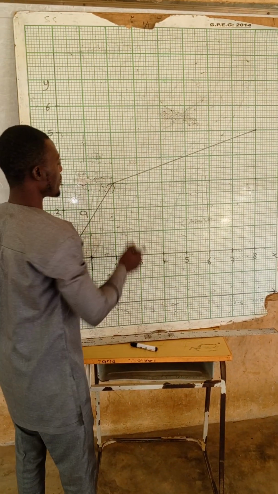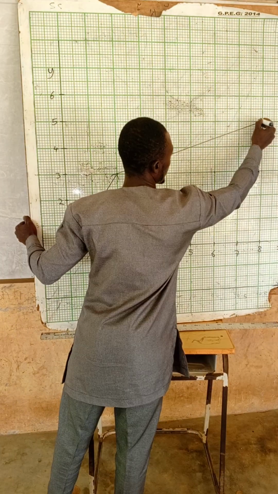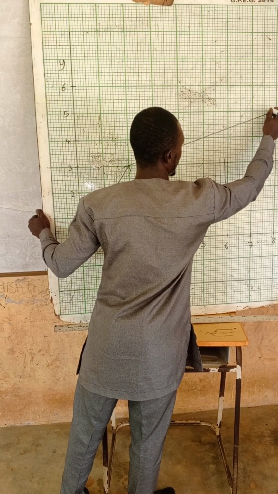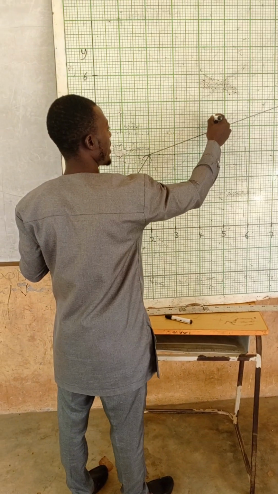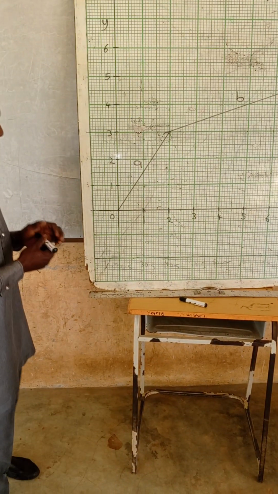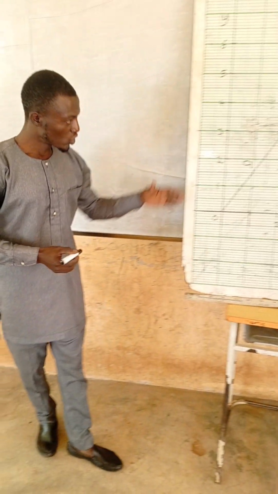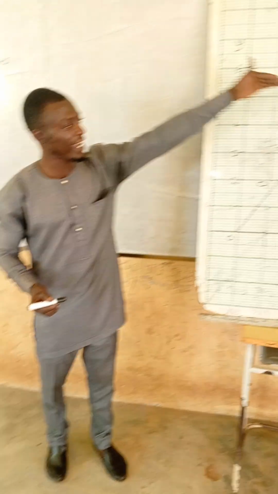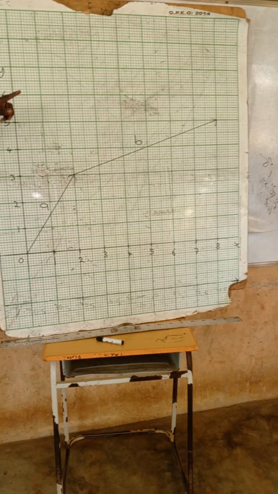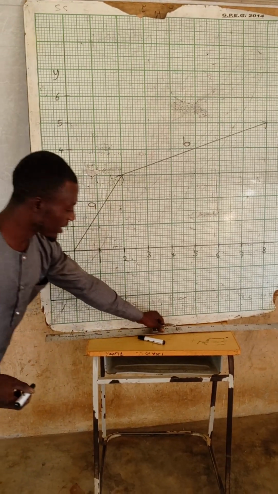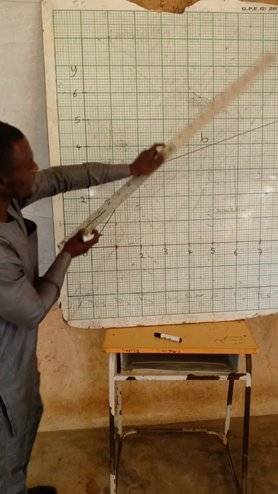After joining, you have to show the arrow to show the movement. So this one represents vector B. What then do we do? We now join the end point of vector B to the starting point of vector A.